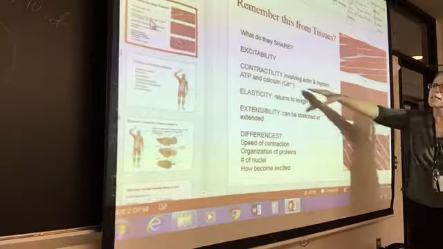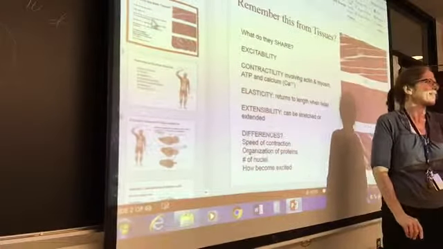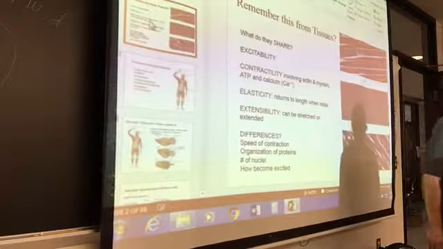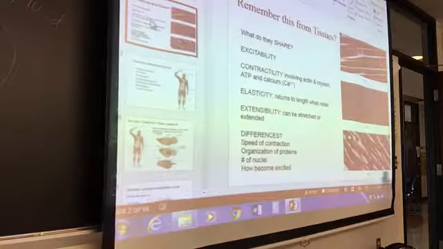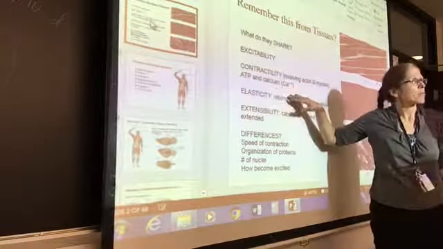So that contractility is a unique characteristic. I didn't mention that in epithelial. I didn't mention that in connective because they didn't do that. They didn't need to. Right? This is a muscle thing. Right? And these are the key players, but not the only players.